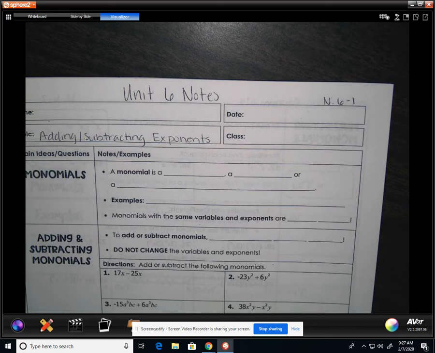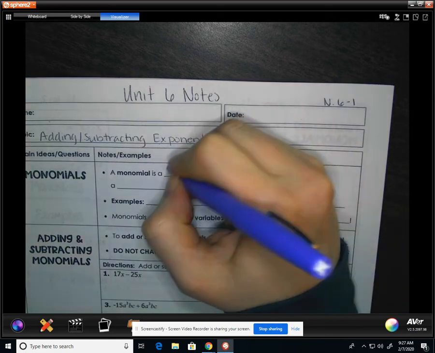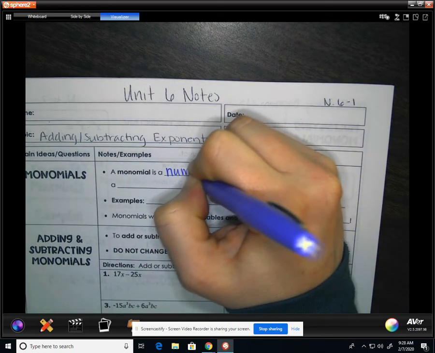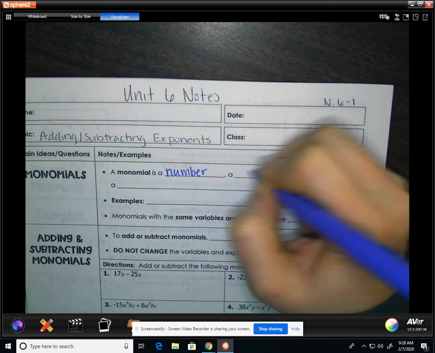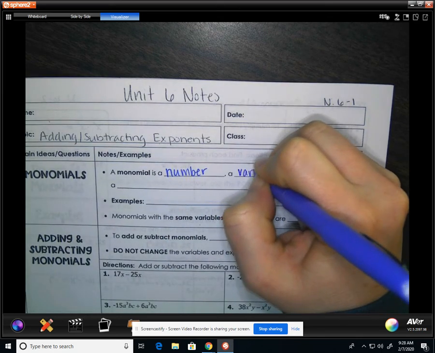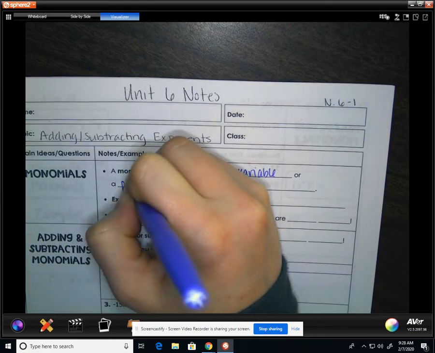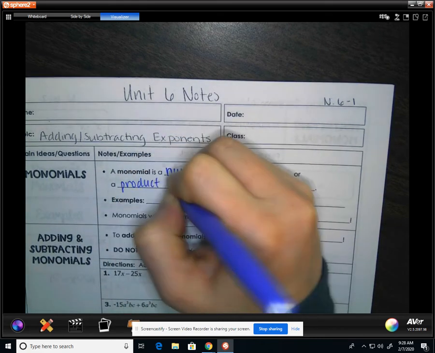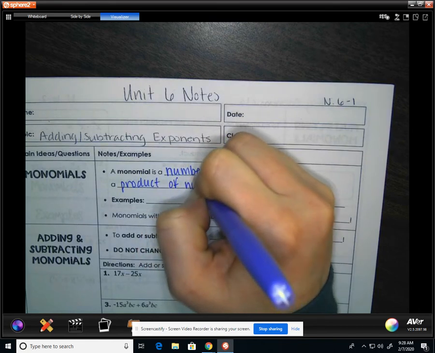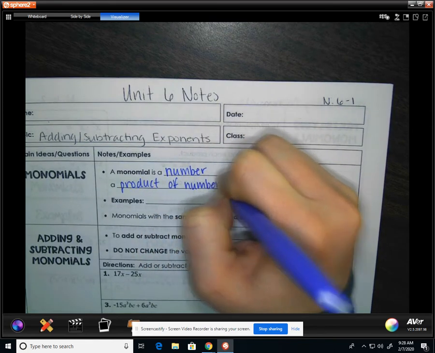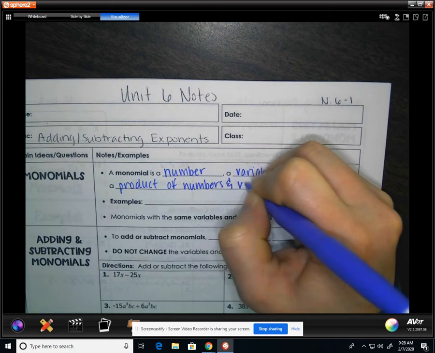Okay, so a monomial is a number or a variable or a product of numbers and variables.